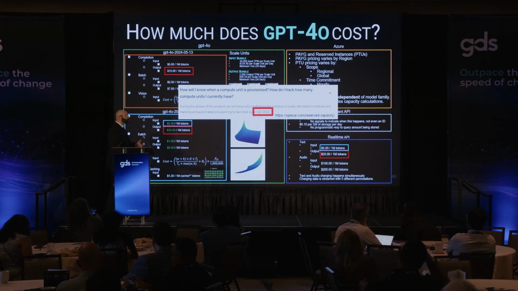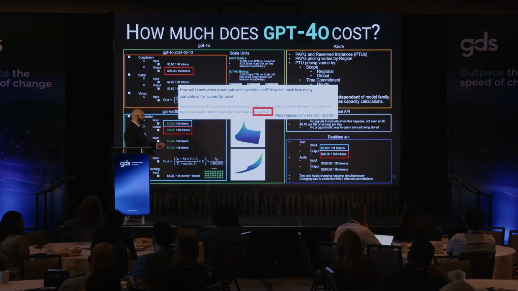And so if you're going to try to understand ROI, again, you need to understand cost. And so understanding cost is very, very complicated. If you're going to take the number of tokens that you're using and multiply by the price per token, you will be wrong.